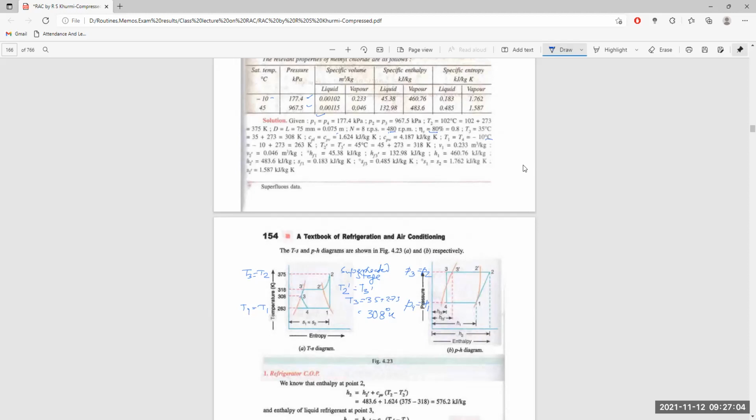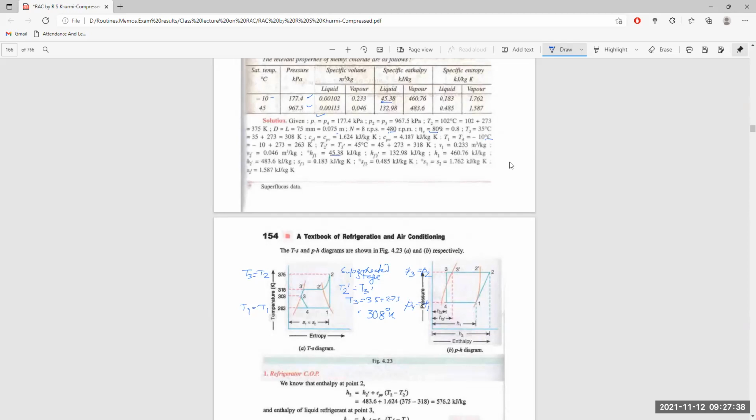Volume V1 is given here as 0.233, and V2 dash is 0.076. HF1, the enthalpy of the fluid at point 1 itself in the fluid state, is when the refrigerant is in the liquid state at the lowermost temperature, which is given as 45 degrees centigrade.